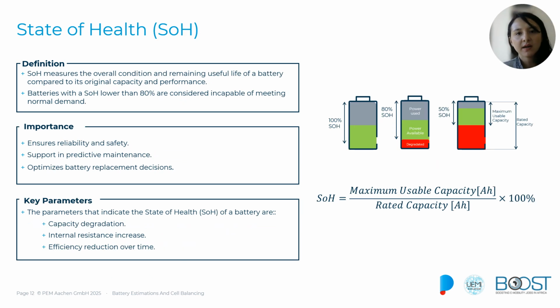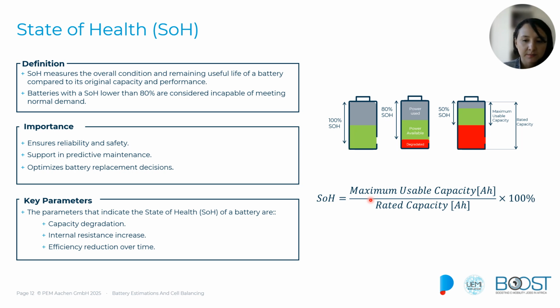Now let's jump to another critical parameter in the battery management system, the state of health. The state of health provides insights into the overall condition and remaining useful life of the battery, and how it compares to its original capacity and original performance. So the state of health is an indicator of how much the battery has degraded over time, and it's typically expressed as a percentage of its original capacity.